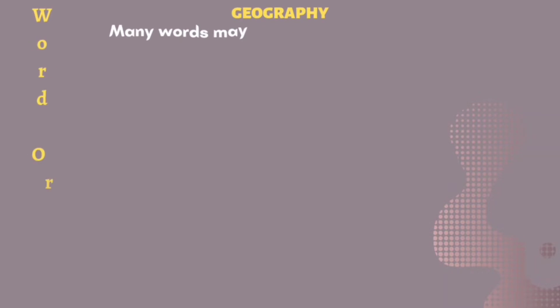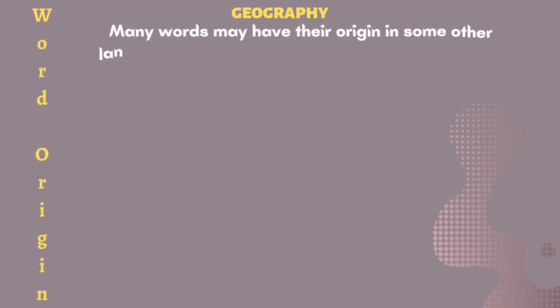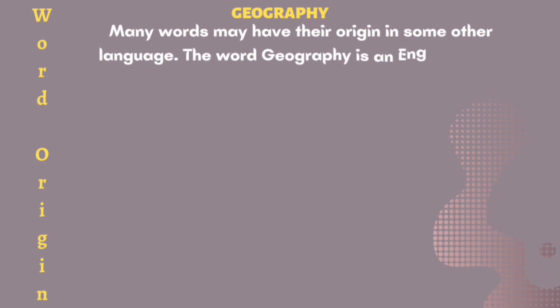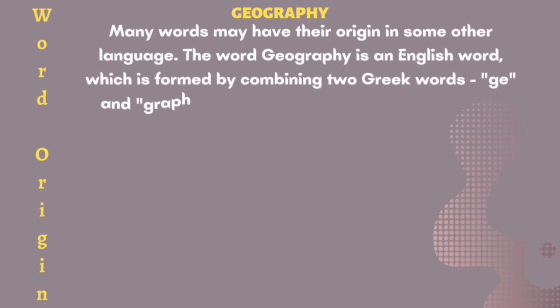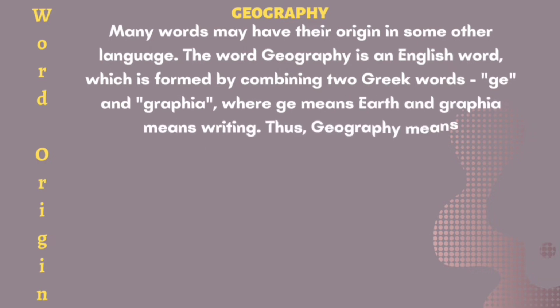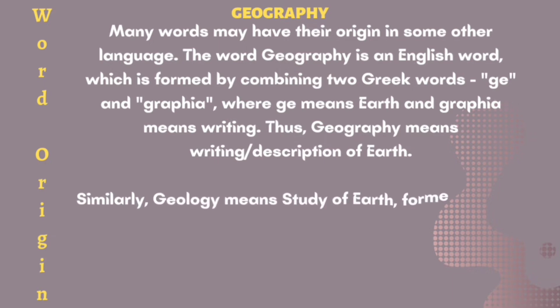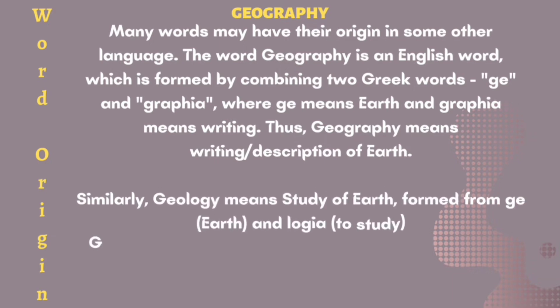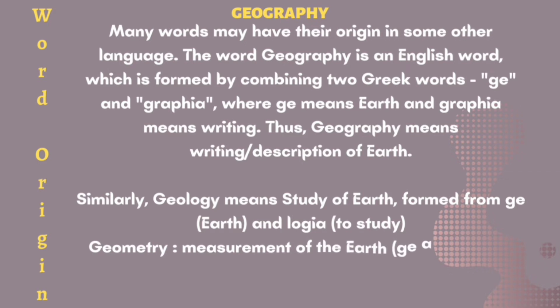Let's have a word origin first. Geography. Many words may have their origin in some other language. The word geography is an English word which is formed by combining two Greek words, ge and graphia, where ge means earth and graphia means writing. Thus, geography means writing or description of earth. Similarly, geology means study of earth, formed from ge and logia. Ge means earth and logia means to study.